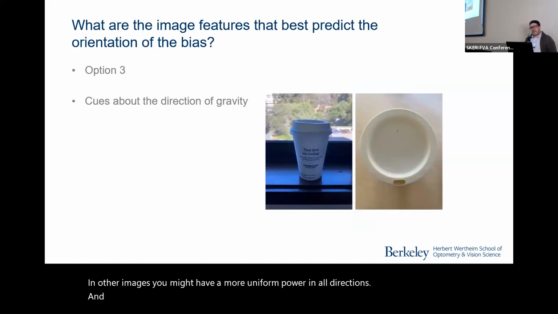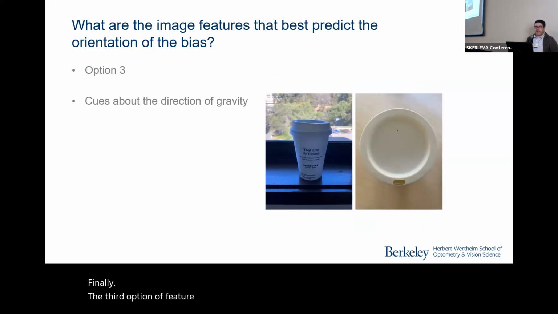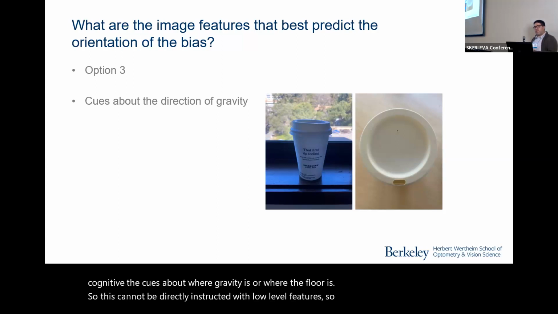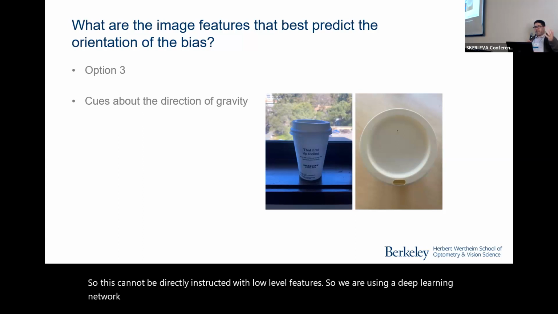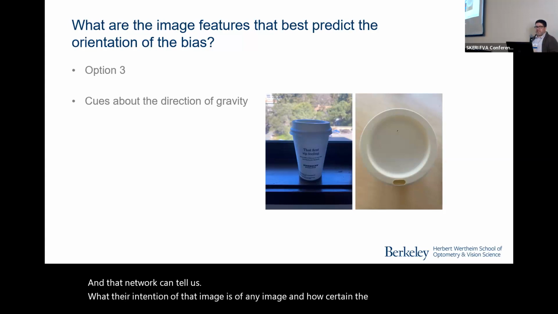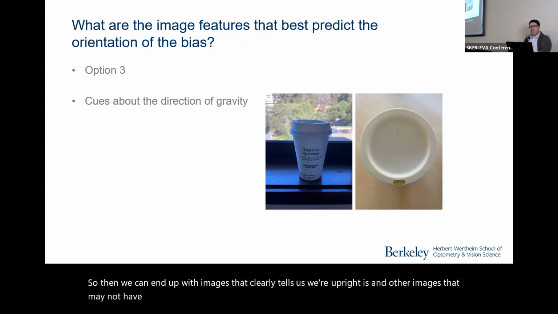And finally, the third option of feature we're looking at is maybe the harder to analyze, but it's the more cognitive: the cues about where gravity is or where the floor is. So this cannot be directly extracted with low-level features. So we are using a deep learning network trained with actual images of known orientation. And that network can tell us what the orientation of that image is, of any image, and how certain the network is of that orientation. So then we can end up with images that clearly tell us where upright is, and other images that may not have so much.